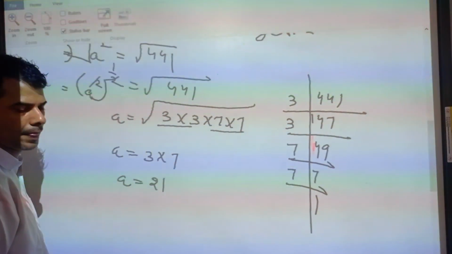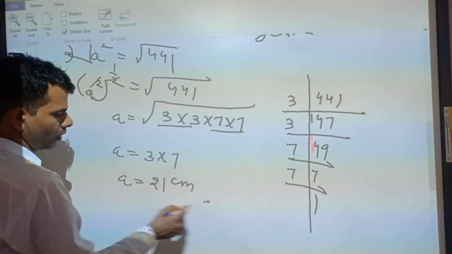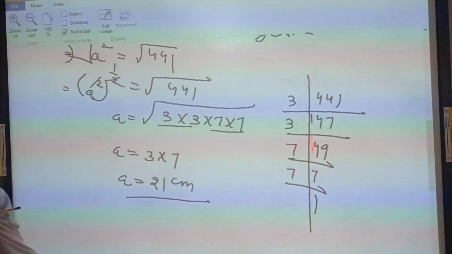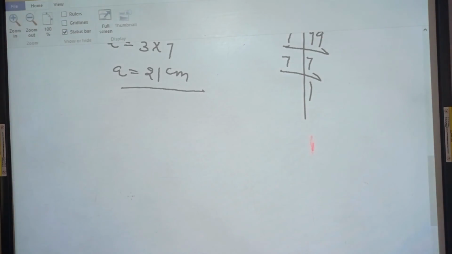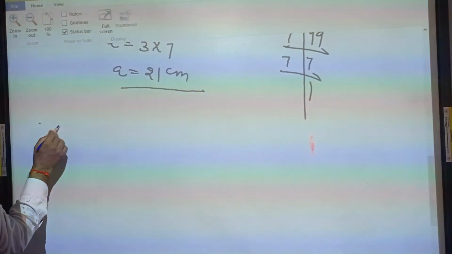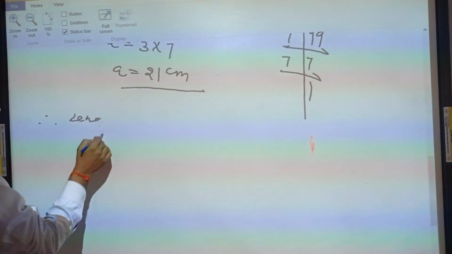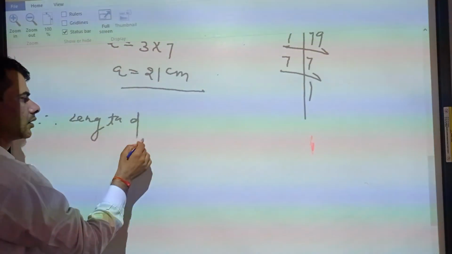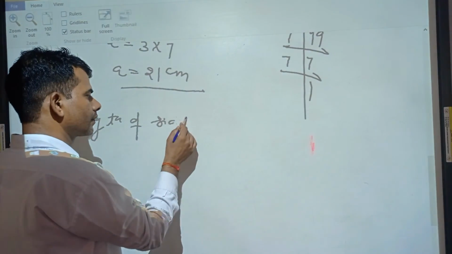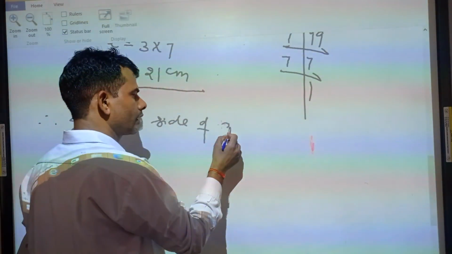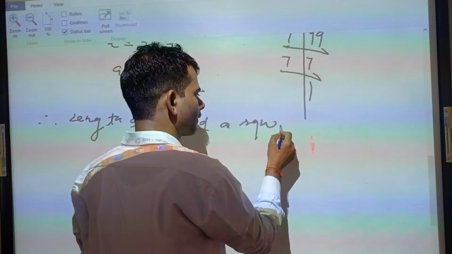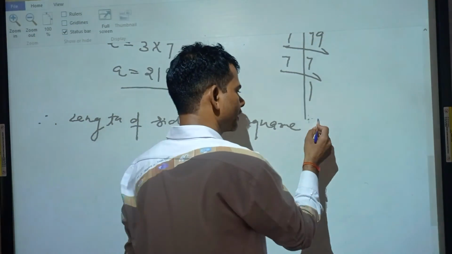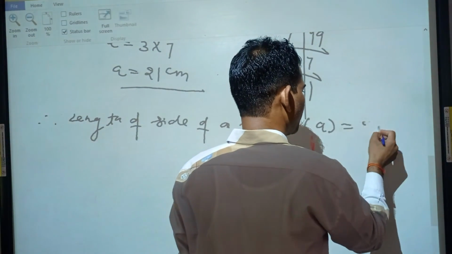So a is 3 into 7, which is 21. So the length of the side of a square is 21 meter.